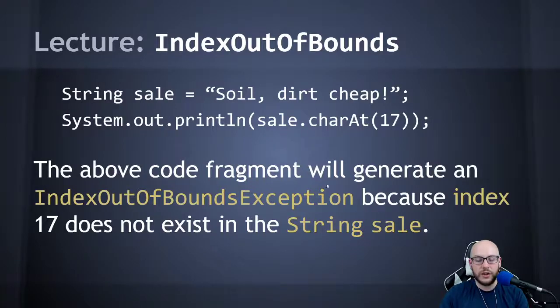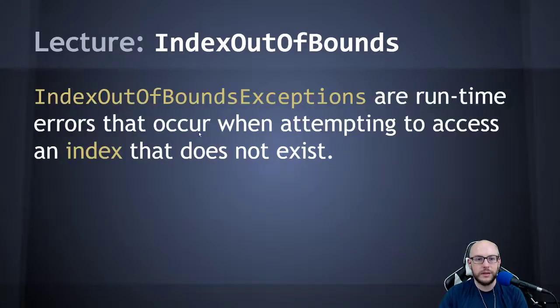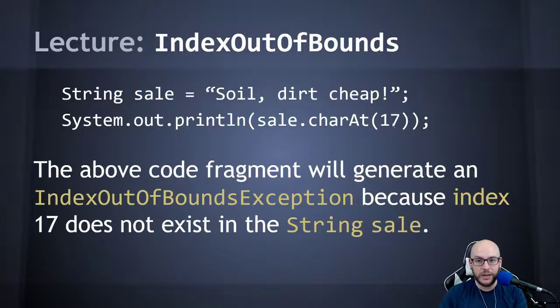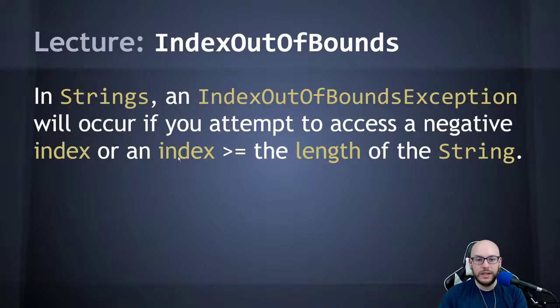This error does not occur until you actually run the program. So IntelliJ is not going to catch this, right? Because syntactically, that makes sense, right? In the same way that like dividing by 0 syntactically makes sense. Index out-of-bounds exceptions are runtime errors that occur when attempting to access an index that does not exist. In strings, an index out-of-bounds exception will occur if you attempt to access a negative index. So note that we could put like a -1. That's like somewhere over here. That's out of bounds. Or an index that is greater than or equal to the length.